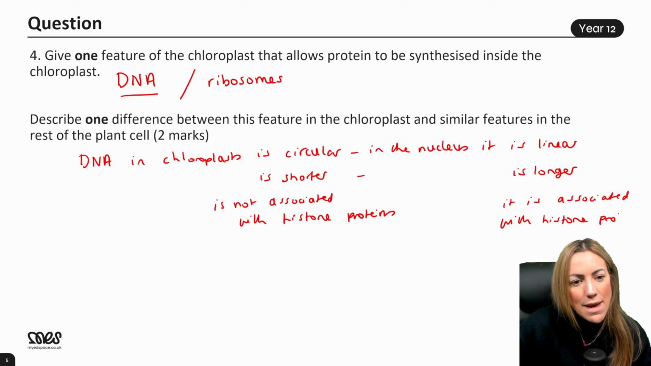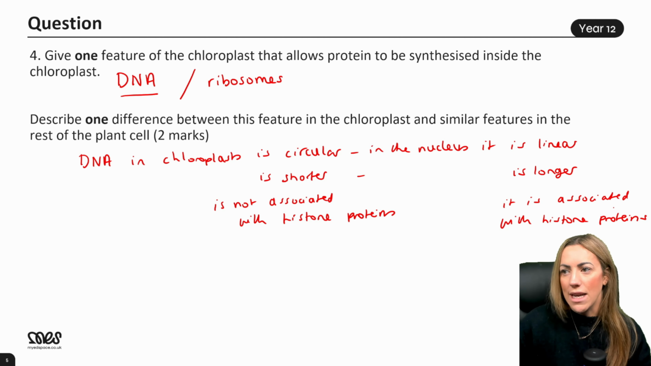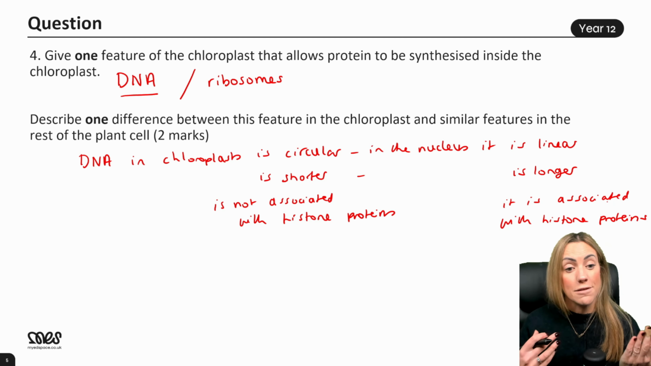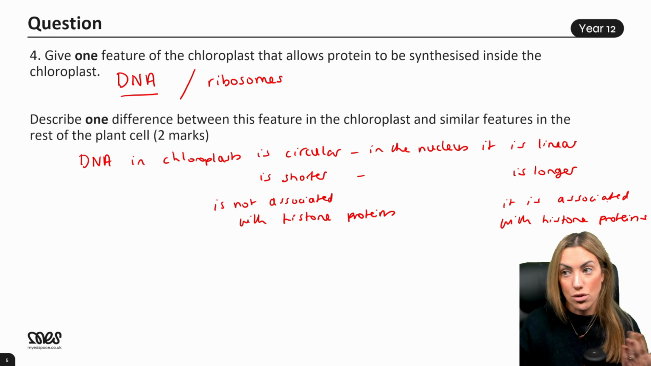And it's worth just mentioning exam technique here, right? We are making the difference really clear. We're not just saying in chloroplast, DNA is circular. We're saying whereas in the nucleus or in the rest of the cell, it's linear, okay? So exam technique wise, you have to make the difference clear by giving both sides of the story, if you like.